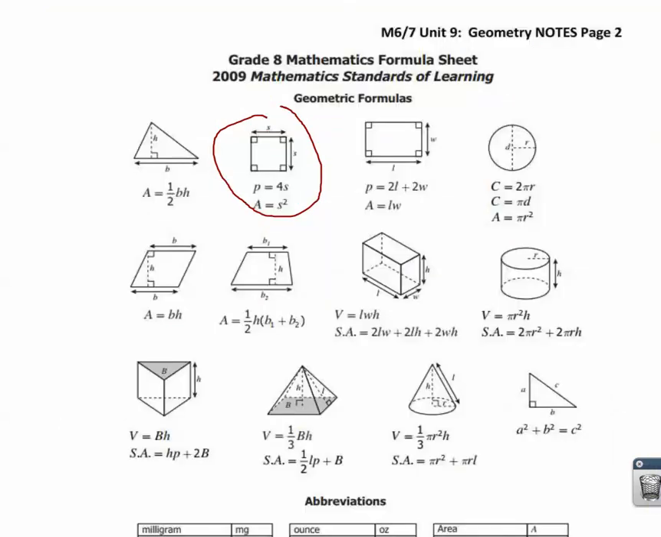Going back to your formula sheet, let's find your circles. So here's my circle. A few things you need to know about a circle. Your diameter goes all the way across, cutting through the center, where your radius goes from the center to the side. It's half of your diameter. To find the circumference, which is similar to the perimeter, you can use either one of these formulas, whereas for the area you have to use pi r squared.